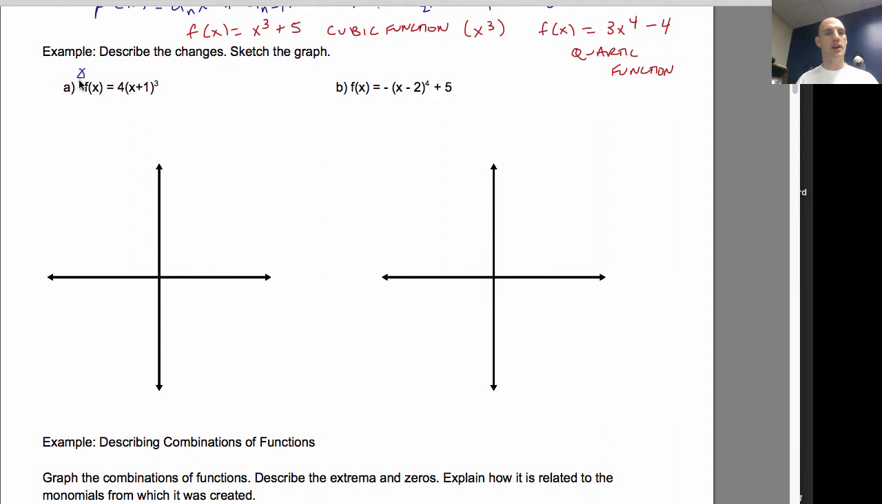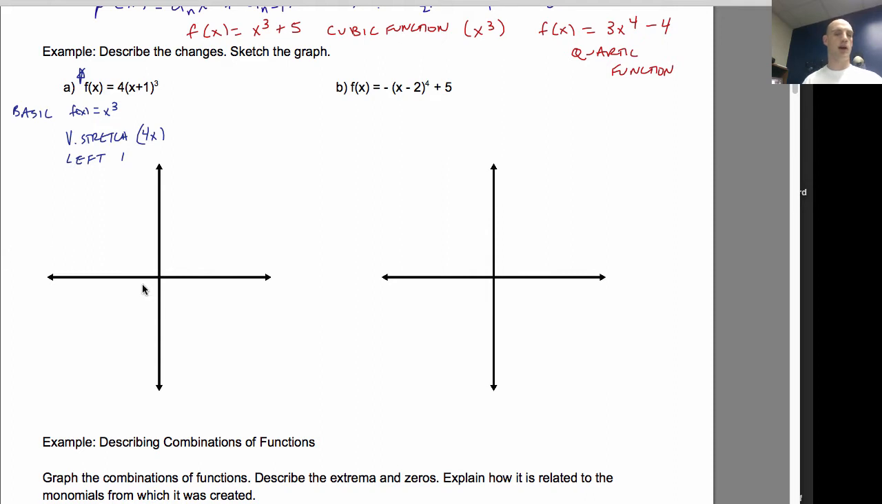So let's do something that we've looked at before. We're going to describe the changes of f of x is equal to 4 times x plus 1 cubed. Well, our basic function is f of x equals x cubed, and all of our changes are going to be based upon that. We've got this 4 out front, so it's a vertical stretch by 4. We've also got this plus 1 in here, which means it's going left 1.